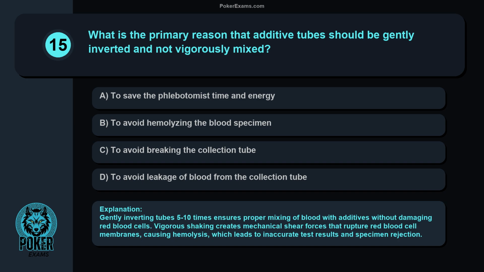Gently inverting tubes 5 to 10 times ensures proper mixing of blood with additives without damaging red blood cells. Vigorous shaking creates mechanical shear forces that rupture red blood cell membranes, causing hemolysis, which leads to inaccurate test results and specimen rejection.